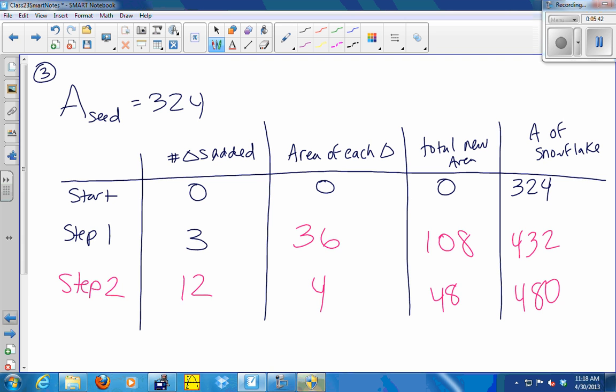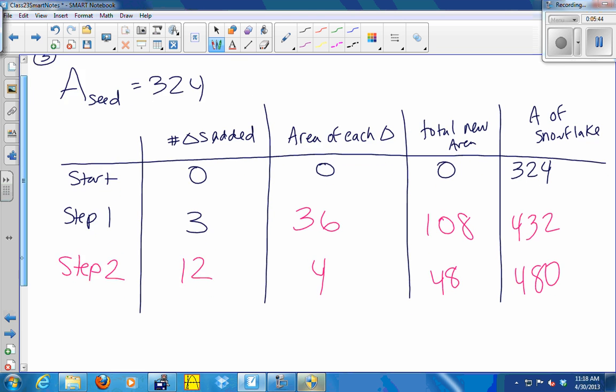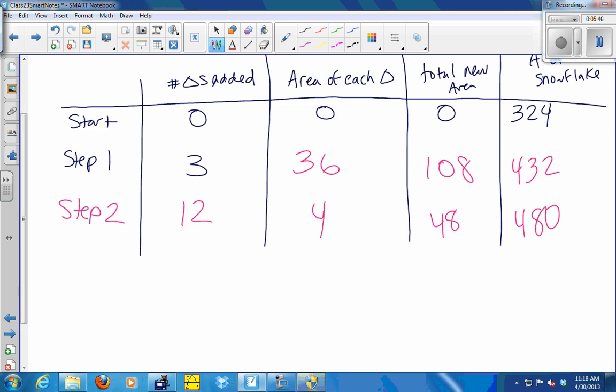So you just continue this way to finish filling out the table. The number of triangles added will be times 4 each step. And then the area of each triangle will always be times 1/9. And then you multiply these two to get the new area.